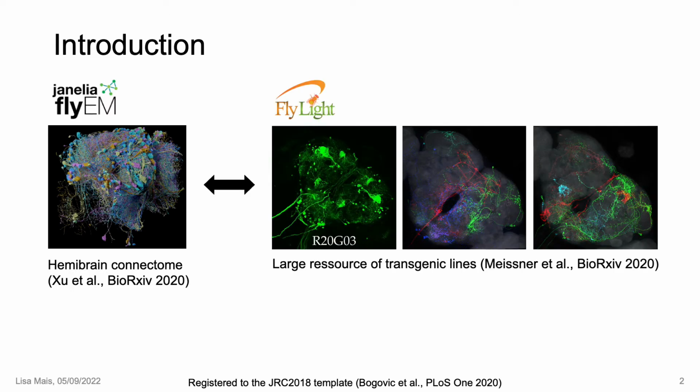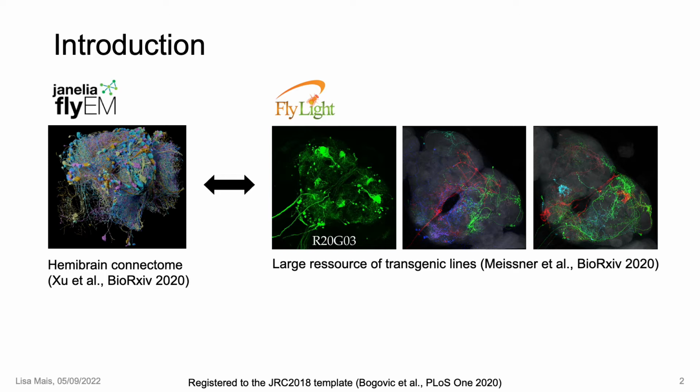On the other hand, there's the FlyLight project, which aims at providing a large resource of transgenic lines for targeted neuron manipulation and imaging with light microscopy data. On the left side here you can see the full expression pattern of such a line, and the two right images are multicolor flip-out acquisitions, which is a stochastic labeling technique to only show a random subset of the full expression pattern. And to have a good coverage, each line is imaged multiple times.